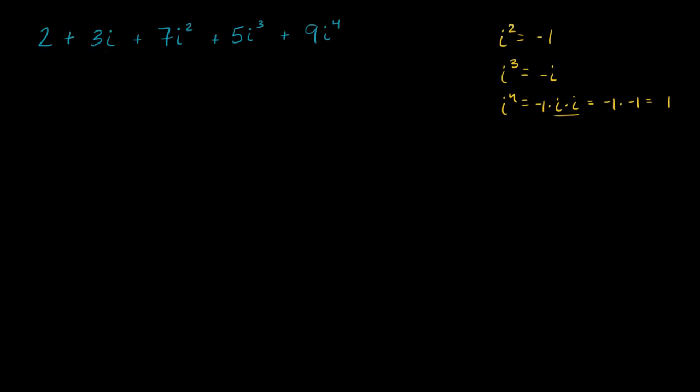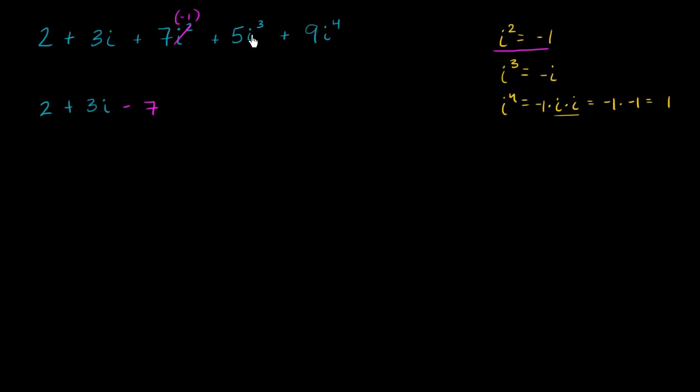So we can rewrite this whole thing as 2 plus 3i. 7i squared is going to be the same thing. i squared is -1, so this is the same thing as 7 times -1. So that's just going to be -7.